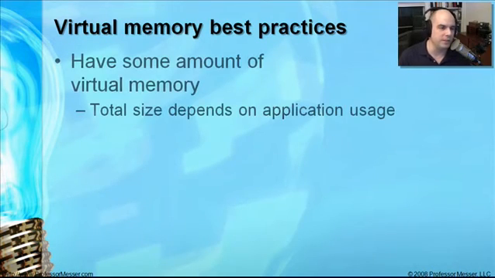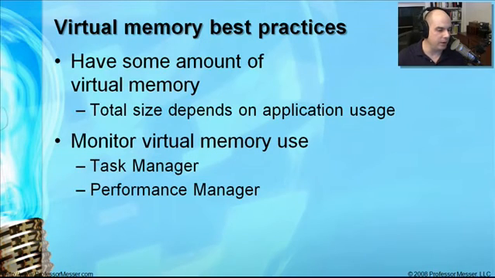For virtual memory, one of your best practices is to have at least some amount of virtual memory. The total amount that you need to have available really depends on how you use applications and if those applications can take advantage of that virtual memory. Now, we monitor virtual memory use. We can do that in the Task Manager itself, or we can do it in Performance Manager. We saw in the Task Manager the memory that we've paged out, that virtual memory view. And Performance Manager will also look at how much of the virtual memory we've been using over time. So those are two great places to go, in real time and over long periods, to see how the virtual memory is being used in your system.